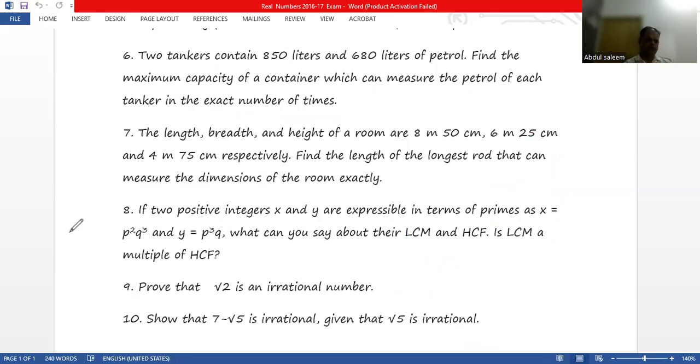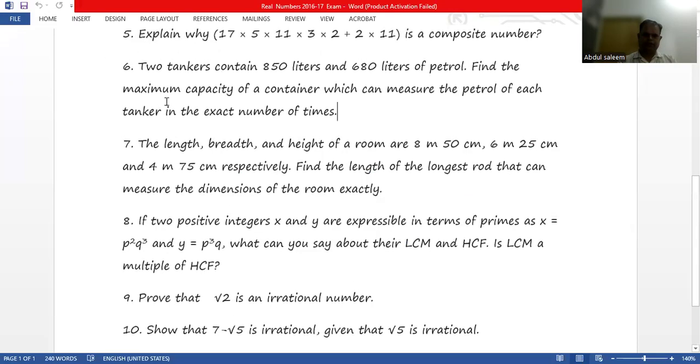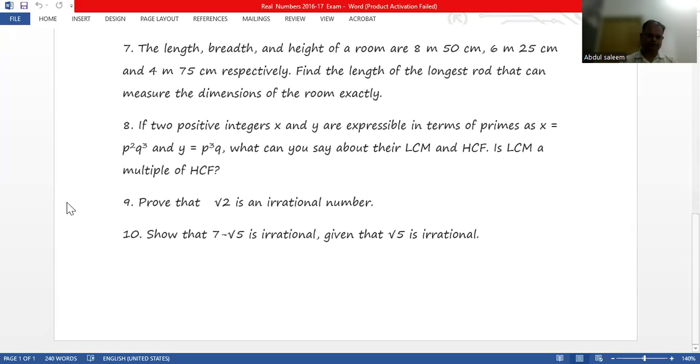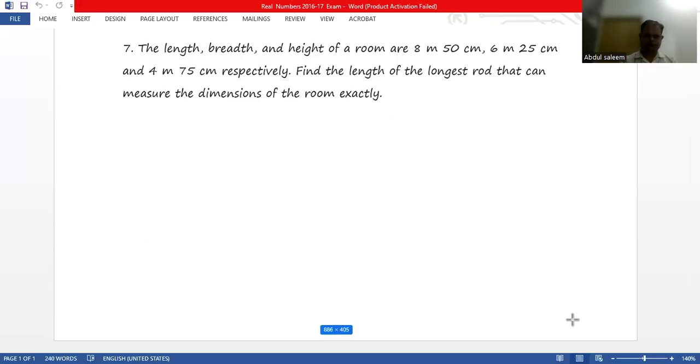Now the 7th question is the same situation. The length, breadth, and height of a room: we can measure them exactly using the HCF, clear, right? We have to find the HCF of 8 meter 50 centimeter. We can convert it into centimeter. 1 meter is 100 centimeters, so 8 meter is 800 plus 50, which is 850 centimeter.